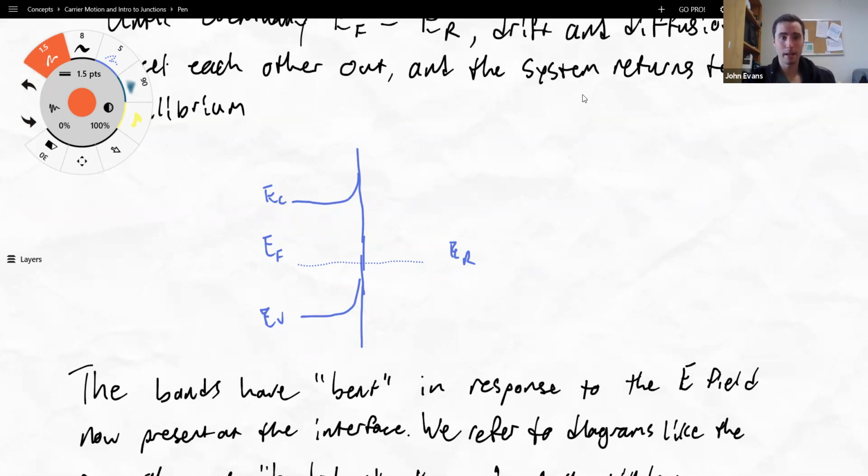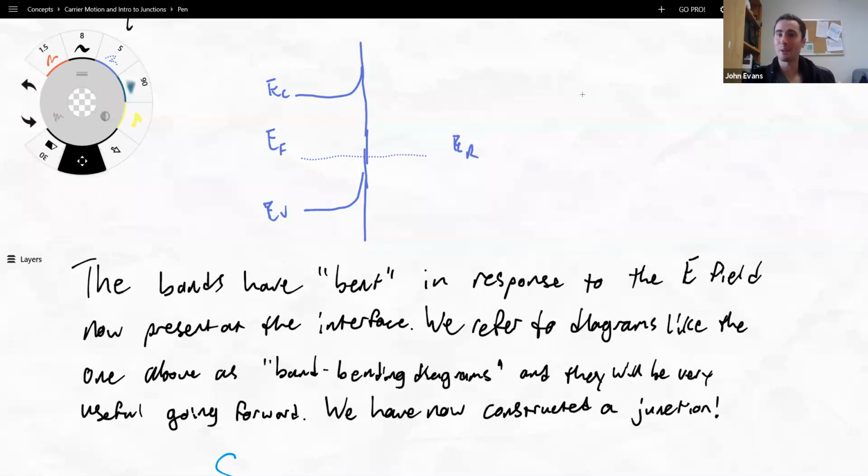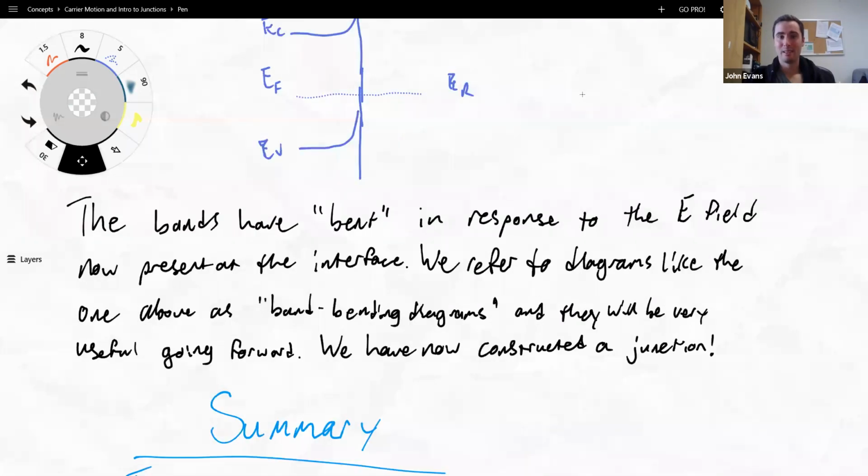And we refer to a diagram that looks like this as a band bending diagram, which makes sense, right? It's just a diagram that shows how the bands bend. And they are going to be super important going forward. We're going to look at all sorts of different types of junctions, different chemical applications, and the band bending diagram will help us make sense of all of it. But at this point, we've constructed a junction and we understand why they happen.